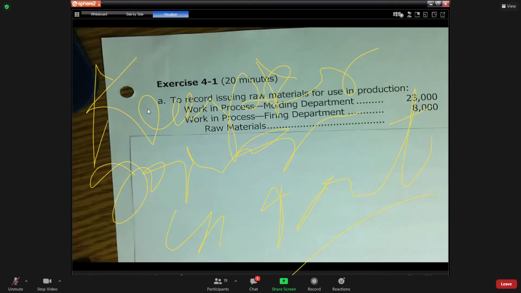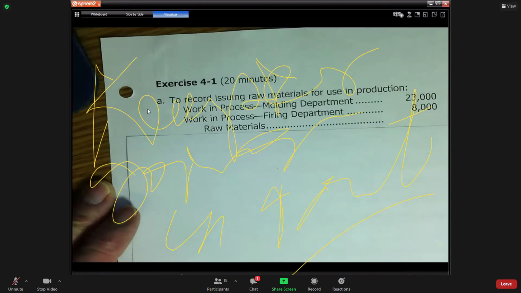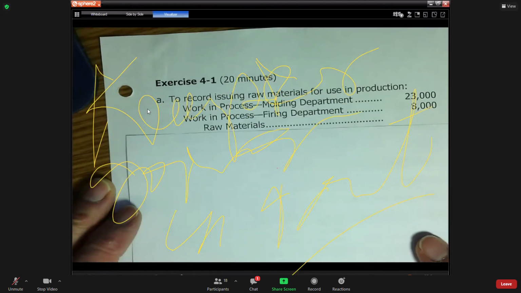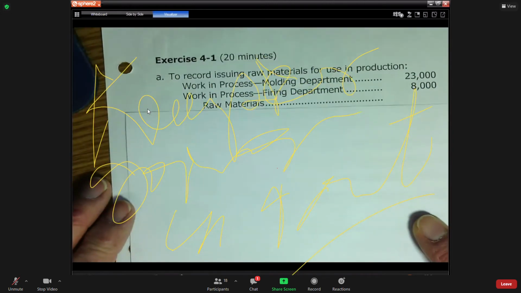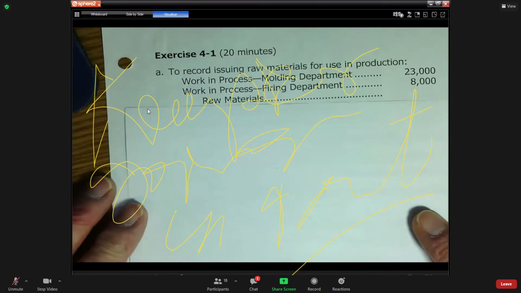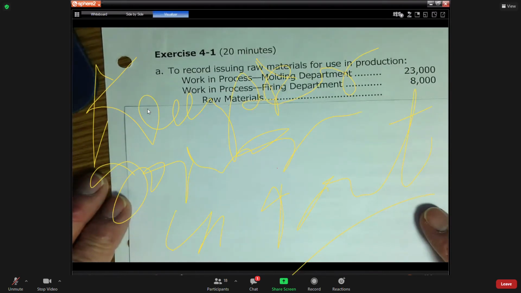All right. And then what else? Okay, Vanessa's going to do the B. So tell us what you did for B. I haven't done it yet. Well, you're doing it now. Read what it says. Direct labor costs incurred to the molding department for 12,000 and firing department for 7,000.